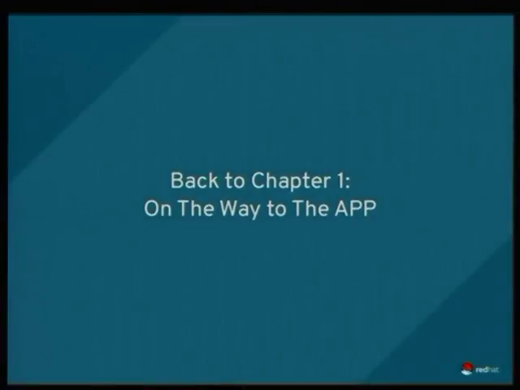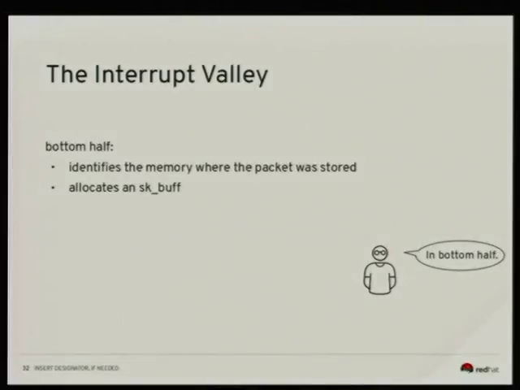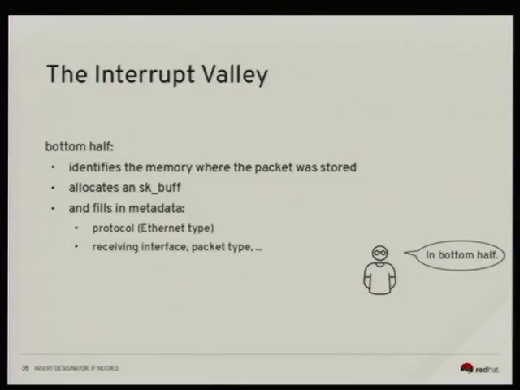Let's return back to what happens in the bottom half when we receive, when we found out where the data is. So the driver allocates this sk_buff for the data. It fills in those various fields, which I skipped on the last slide. Most notably protocol. So that's the type of the data that's there. In our case it will be IP. Receiving interface, packet type, and all other different fields.